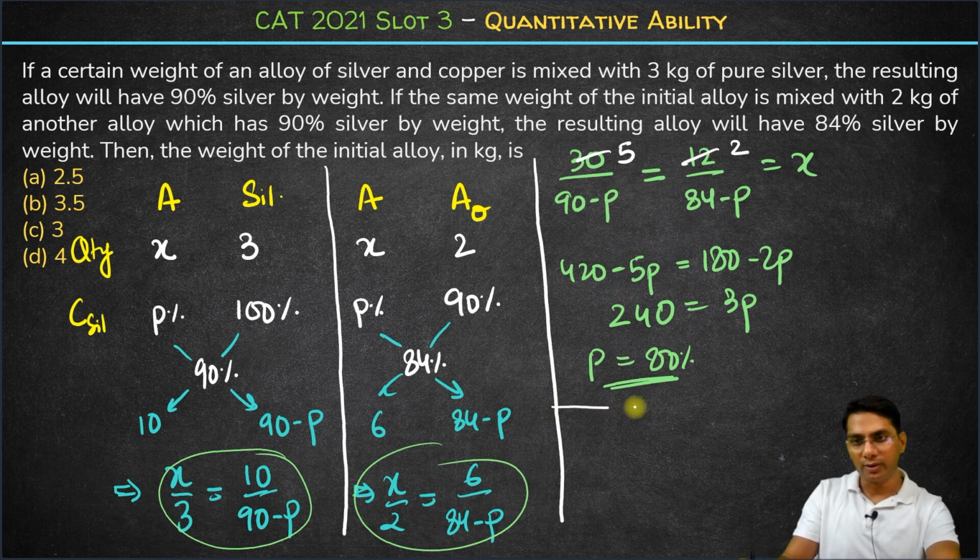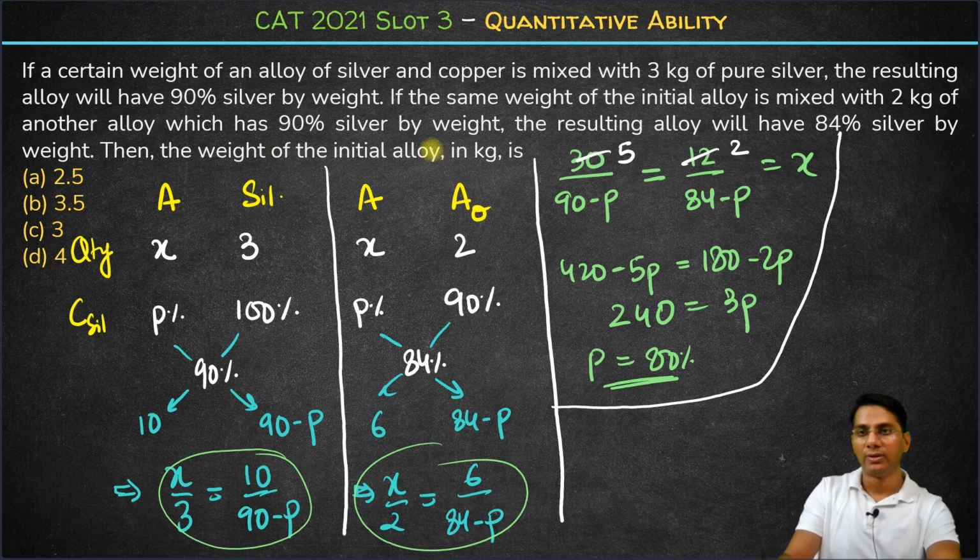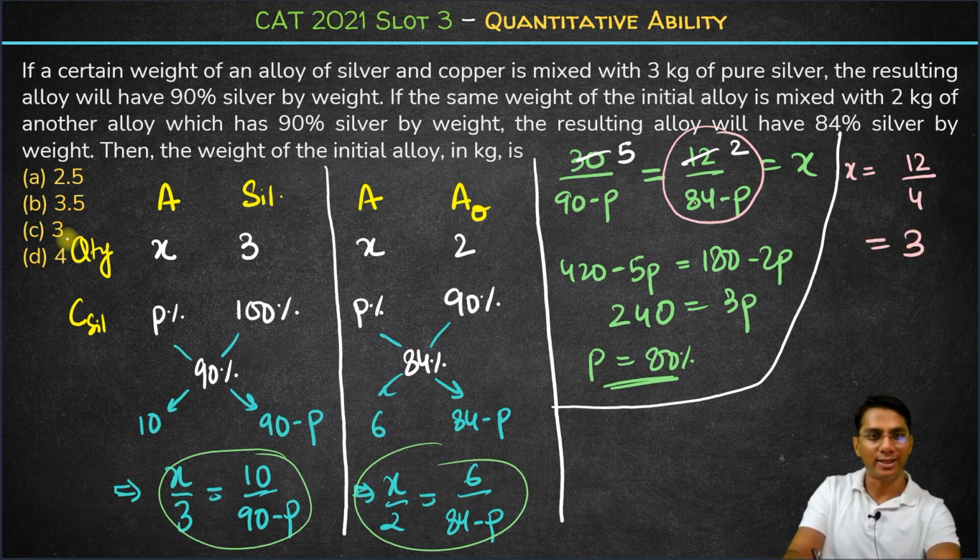Now let us look at what the question is. The question here is the weight of the initial alloy. So we have to figure out the value of x actually. So the value of x here can be calculated by putting the value of P in any of these two expressions. X is equal to this or this, right? So let's use this expression. X is equal to 12 upon 84 minus 80. 84 minus 80 is 4. So the value of x comes out to be 3 kgs.